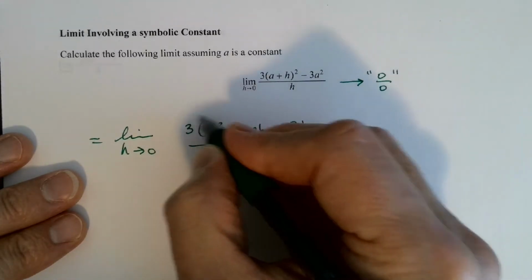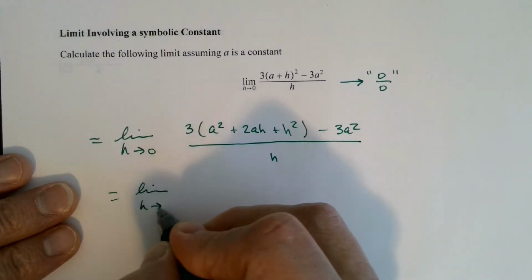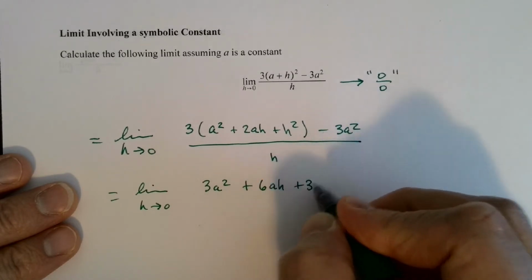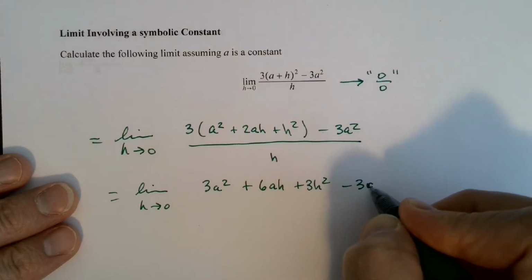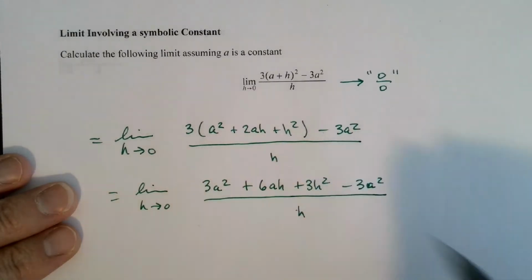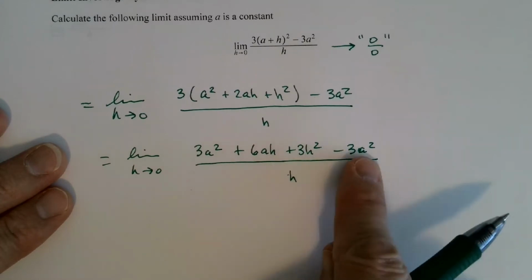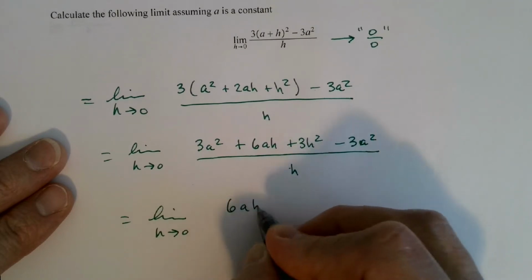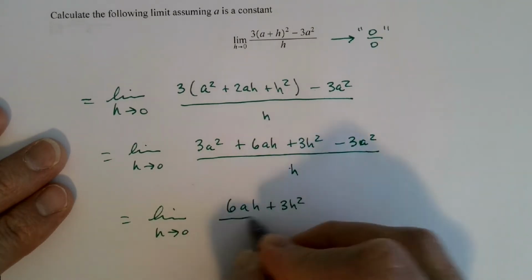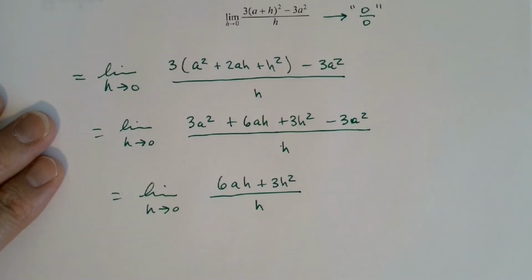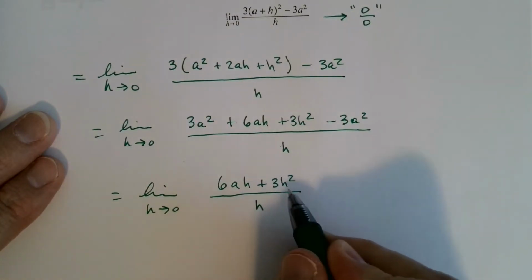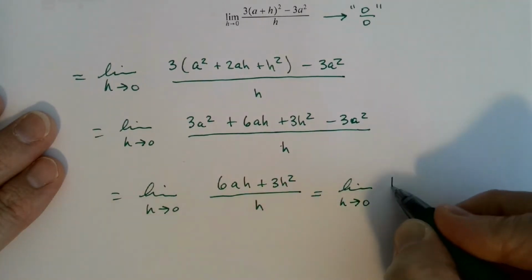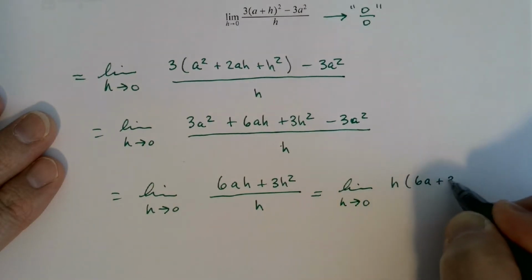And then I can distribute this 3 through. Three times 2 is 6. Okay, and then what I have, 3a squared minus 3a squared is 0. I'm left with 6ah plus 3h squared all over h. Okay. Now what? Well, notice up top I have that common factor of h as we expected to have. Let's factor that h out of the top. That leaves me 6a plus 3h.